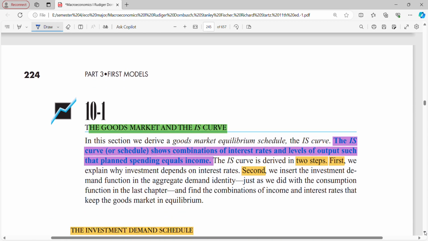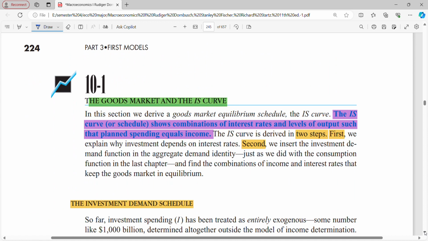So let's start with the first section, goods market and the IS curve. In this section we derive a goods market equilibrium schedule, that is the IS curve. The IS curve or schedule shows combinations of interest rate and levels of output such that planned spending equals income. So that is what equilibrium is. That is when the market gets cleared. Planned spending is equal to income.